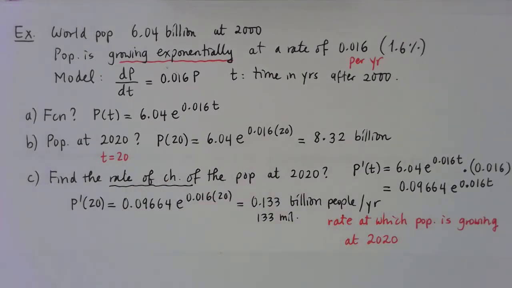You first write down the model, next you just calculate the value of the function at some given value, and then you find the rate of change. They're all typical types of problems.